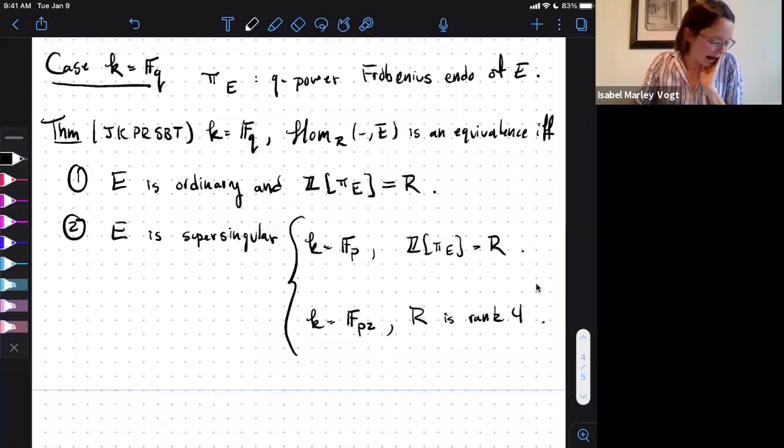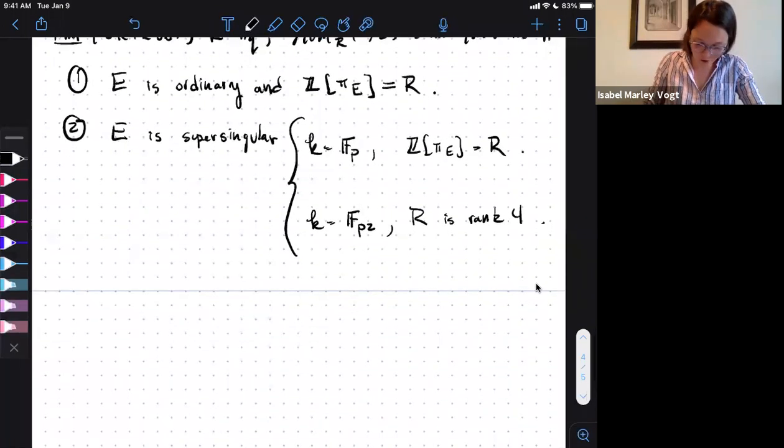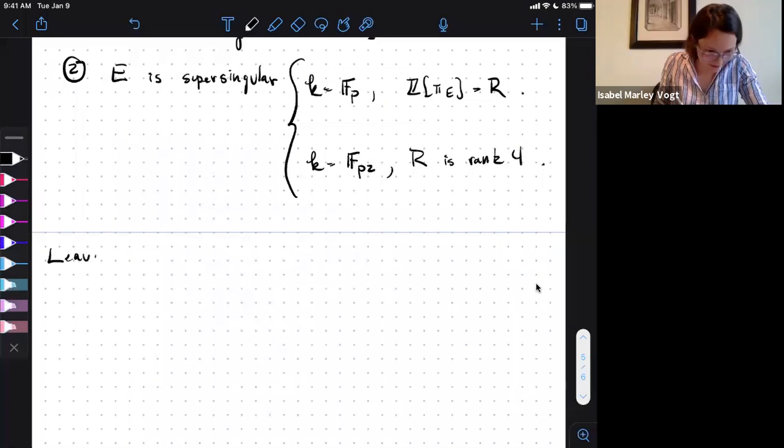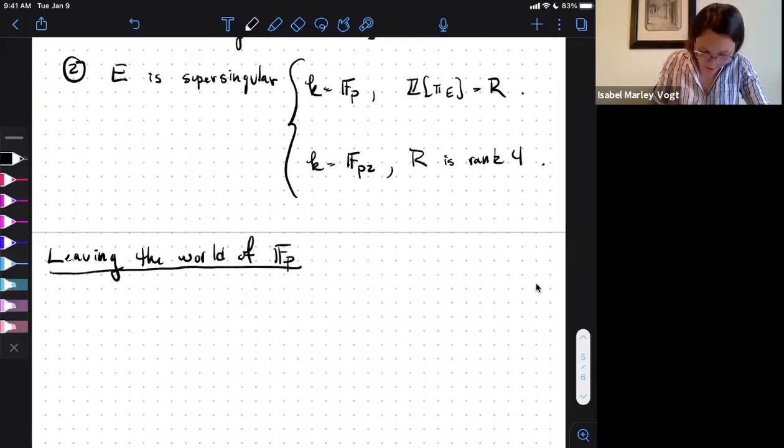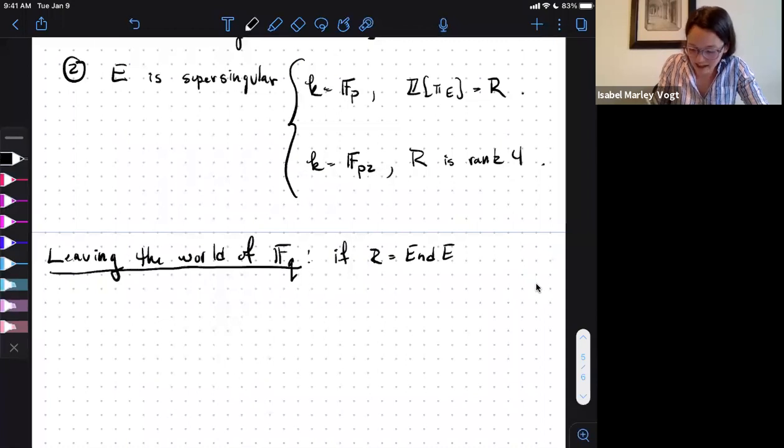Okay, so that was my brief summary of that history. So now let's briefly leave the world of FP, so I can make a few points. Leaving the world of FP, or FQ, let's look at this case that R, the endomorphism ring of E, is again just Z.